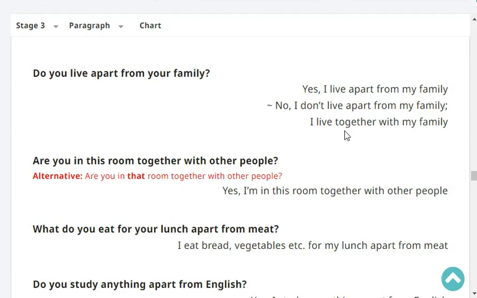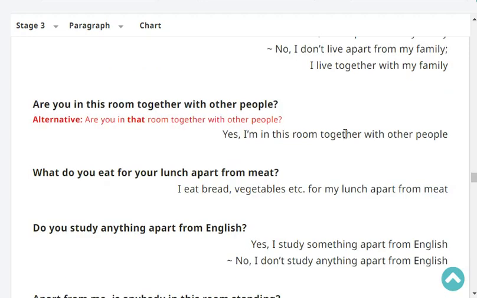Very good. Are you in that room together with other people? Yes or no? No, I'm not in this room together with other people. I'm alone. Very good.